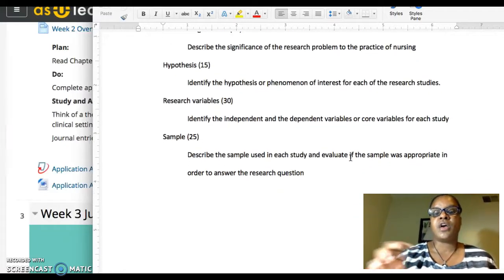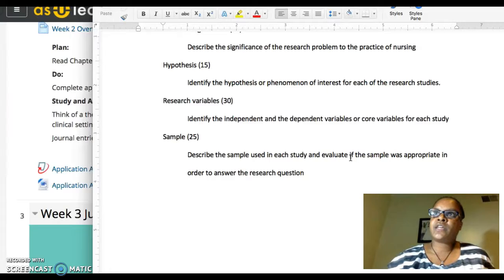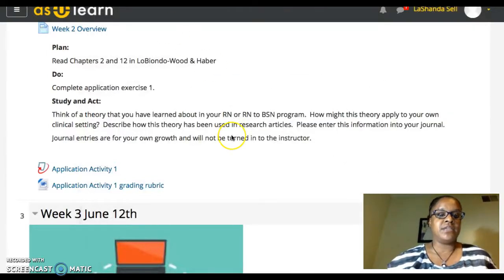And then the sample, pulling in the piece of describing the sample and is that sample appropriate. So we're kind of trained to think in quantitative studies, the more the merrier. If you got a sample of 1,500 people, that's more generalizable to the entire population than a sample of 5 people. In a qualitative study, the number is not as important, but you do want to be careful with trying to generalize results from a qualitative study, especially if that's a small sample qualitative study. So that was application activity 1.